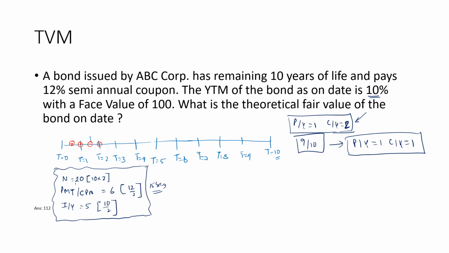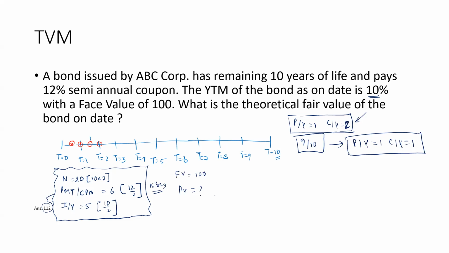What do we have to do? We have got N, we have got the PMT, we have got I/Y, and the face value or the future value also has been given as 100. What is being asked? PV is being asked. Can all of you do this job for me? Just input the value. 112.46. This is the answer. So all of you are through.